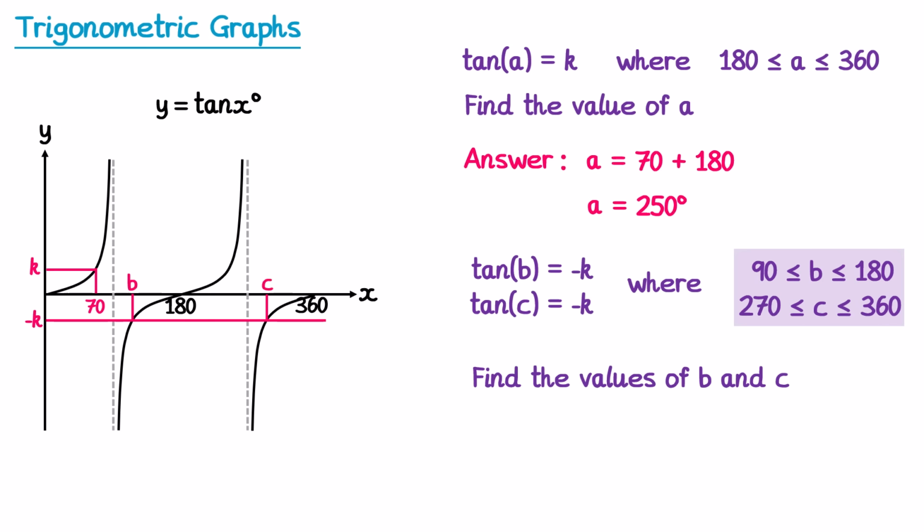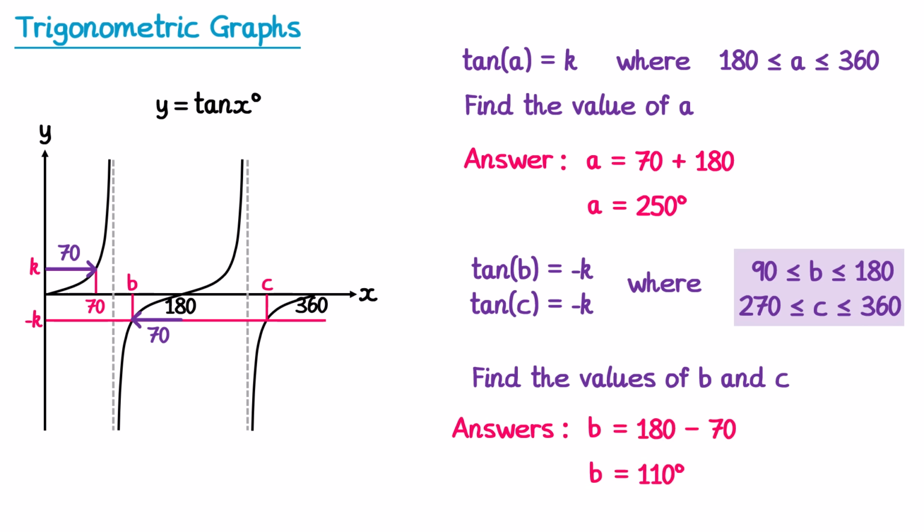So how do we find these? Well, this time we don't know any of the solutions, but we can use a symmetry property again. To get from here to here is a distance of 70, and that's the same as the distance from 180 back to our solution of b. So to find the value of b, we do 180, take away 70, which is 110.